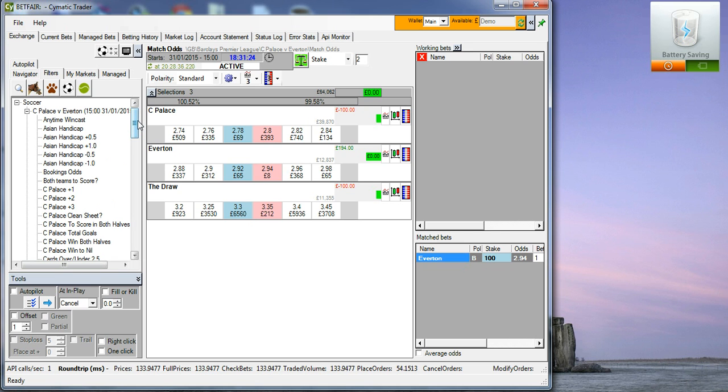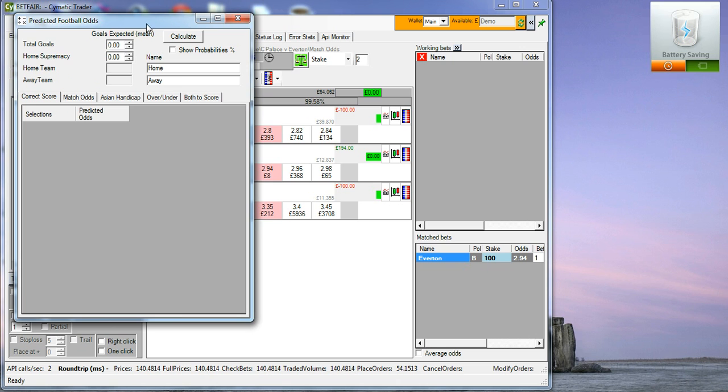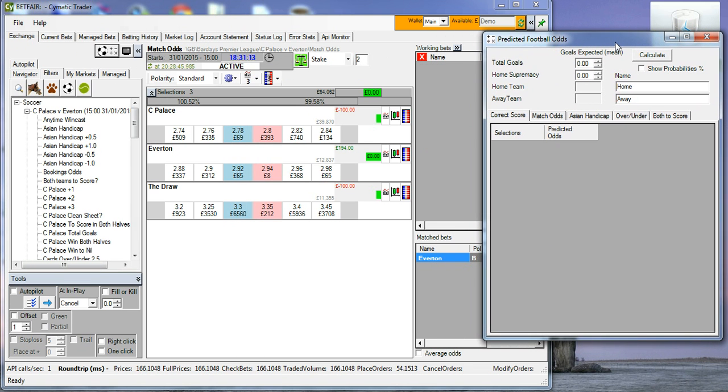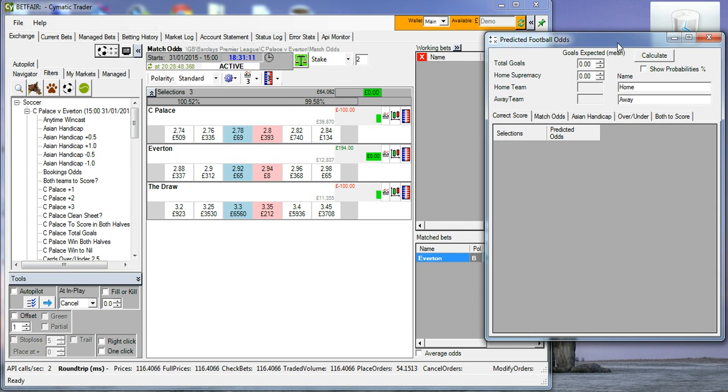This time I'm going to talk about the football odds predictor, which is this button here, and it's a feature in the software that enables you to calculate what you think the true odds are for various different football markets based on statistics and mathematical formulae.